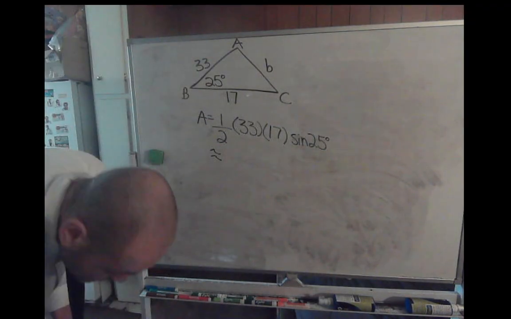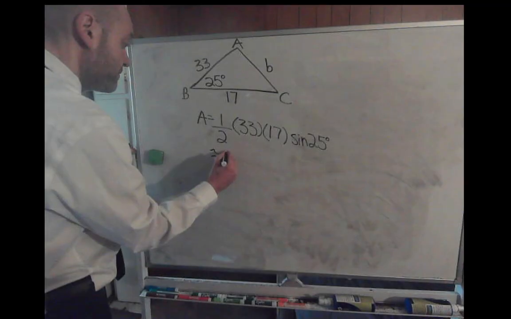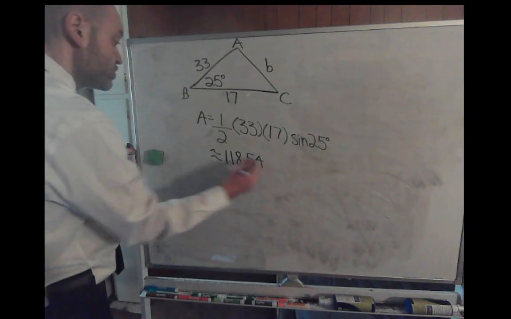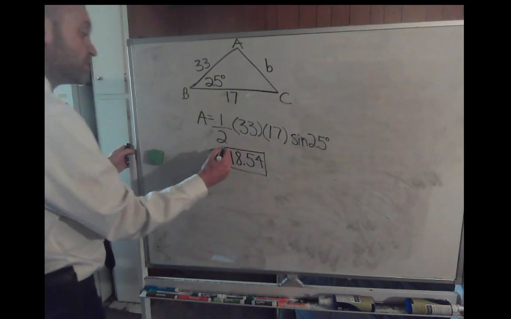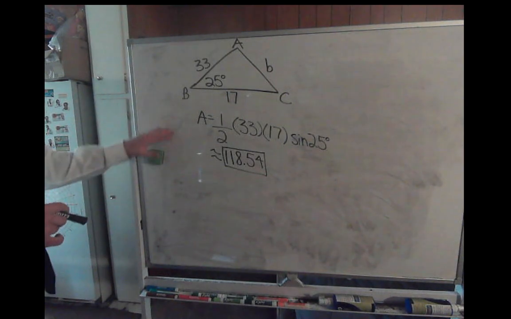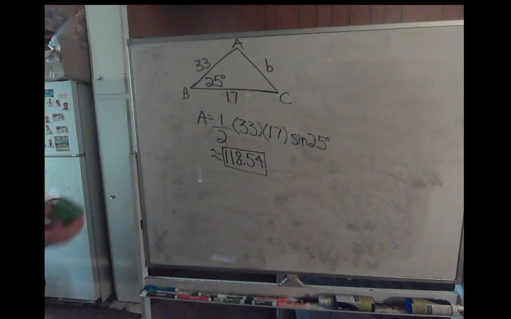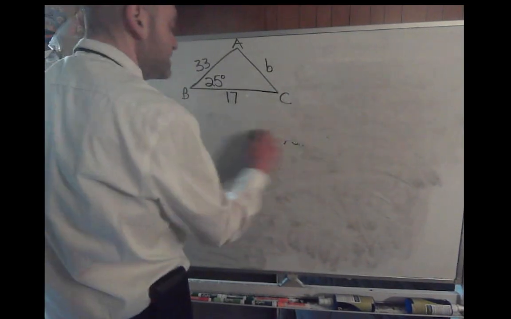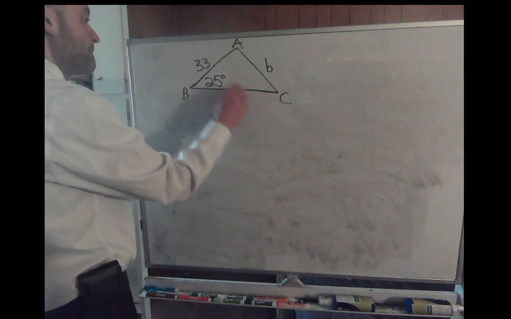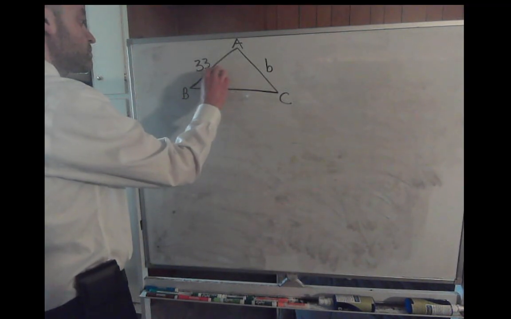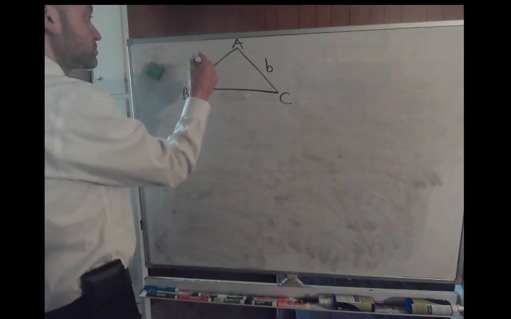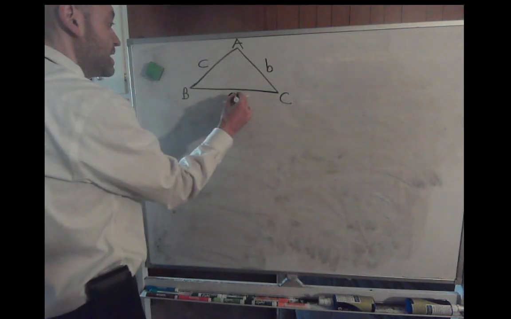You would get approximately 118.54 square units. So the area of this triangle is approximately 118.54 square units. As you see, this is a pretty simple formula to work with. Let's see what we got next.